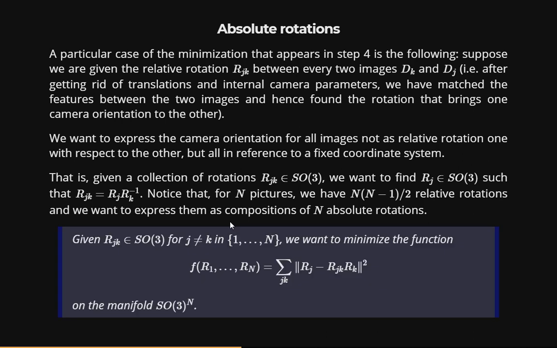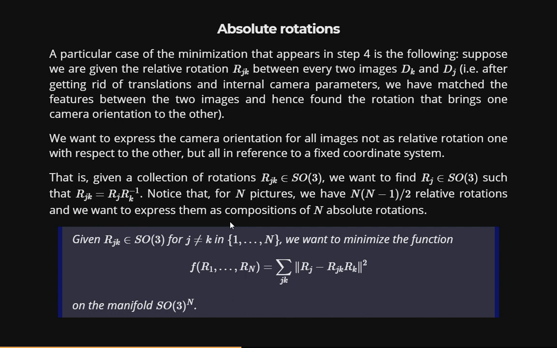Now, this can be written in terms of minimizing this function. Given all the relative rotations, you want to minimize the function f of R_1, ..., R_n, the sum over j and k of the squared norm of R_j minus R_jk composed with R_k. This is a norm. You can take the Frobenius norm or the L2 norm on the matrices. More or less everything will do. It will give you different cost functions, but the minimum will be the same.